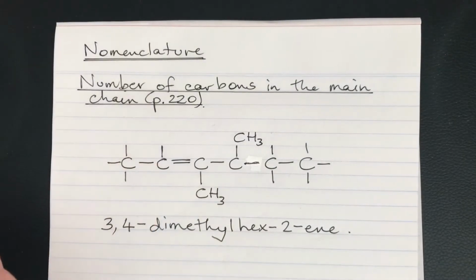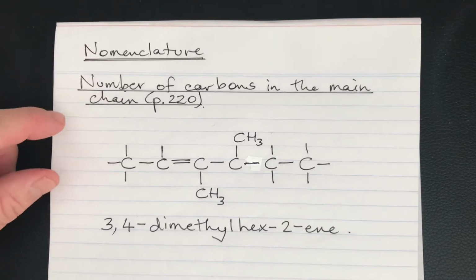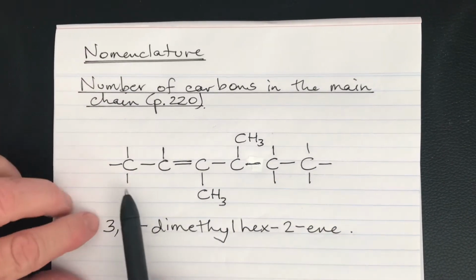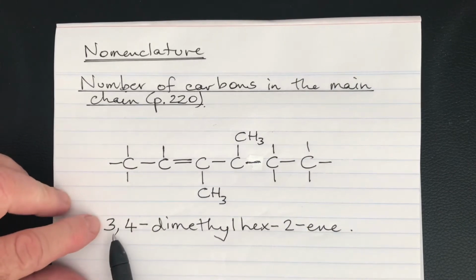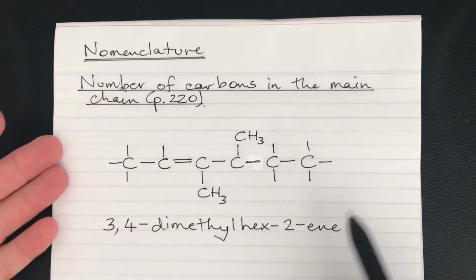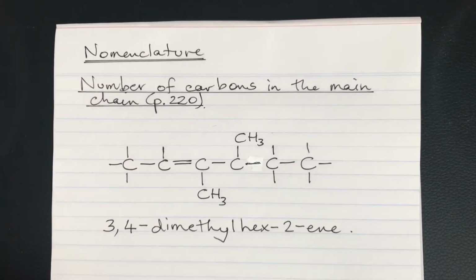So let's get into the really exciting part of organic chemistry known as nomenclature, naming organic compounds. Like, here's an example here. This molecule here is 3,4-dimethyl-hex-2-ene. But how do we come up with that name for that particular molecule?